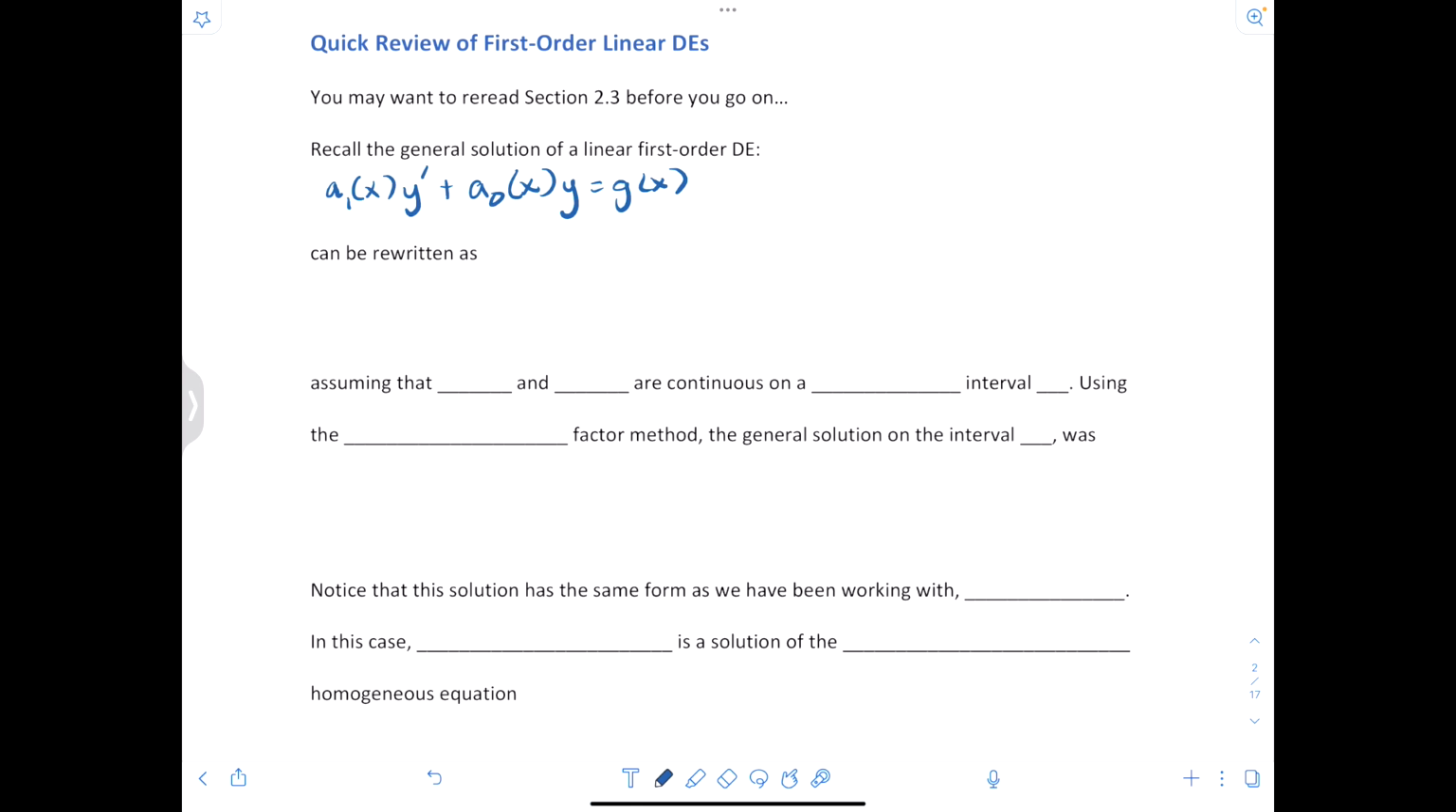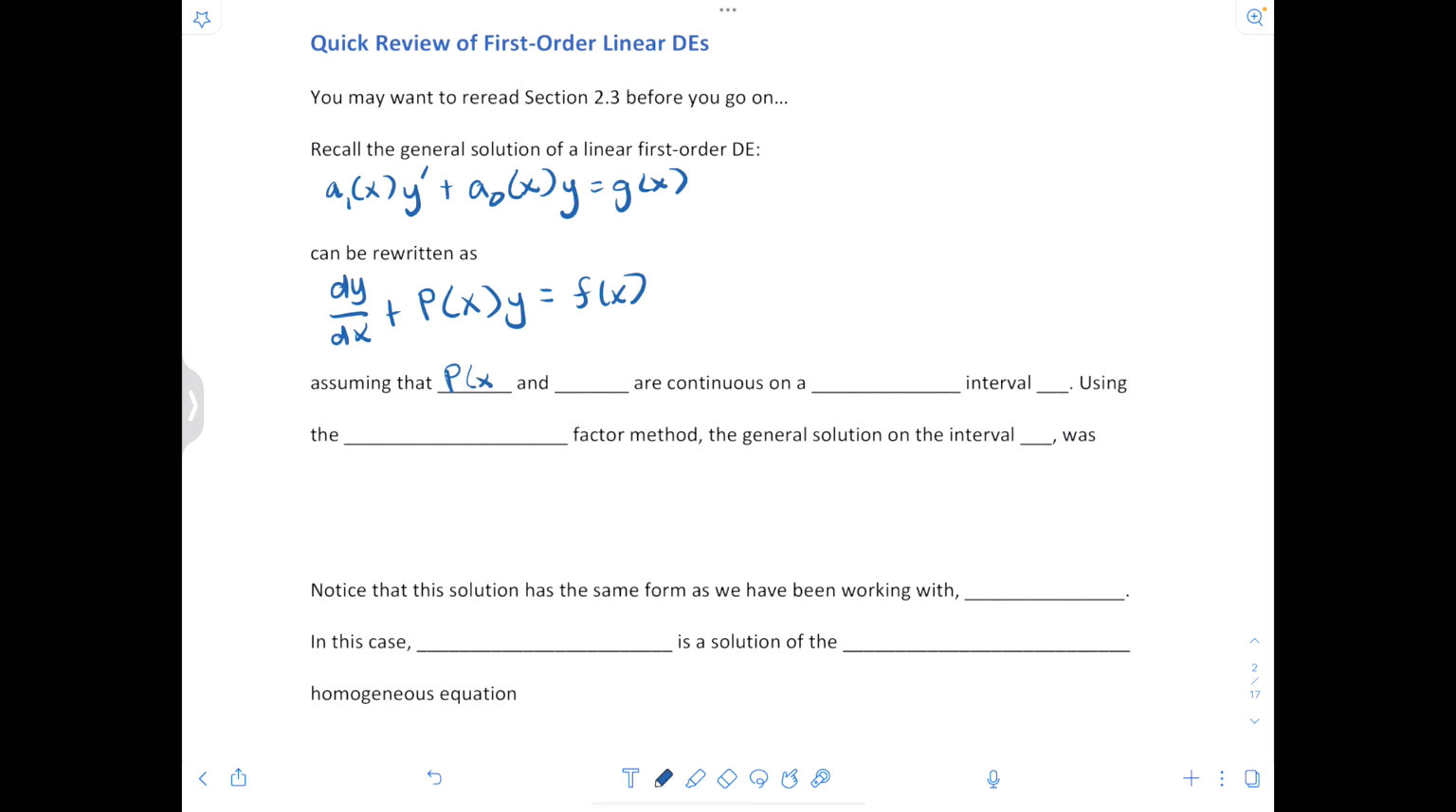Now this can be rewritten if you divide through by that a1 and then rename that ratio a0 at x over a1 at x as p at x. You would get dy dx plus p at x times y is equal to some f at x, because that has now changed since we divided through by a1 at x.